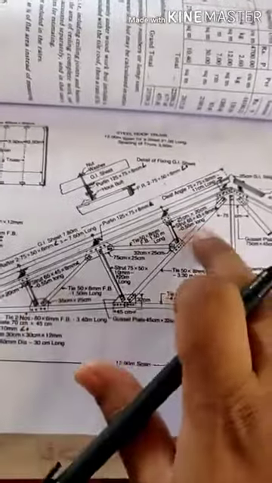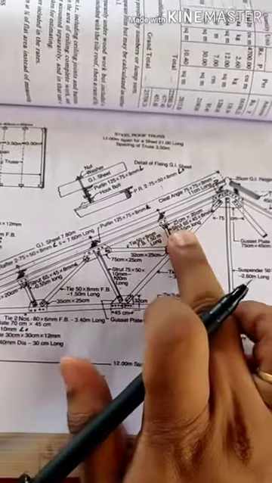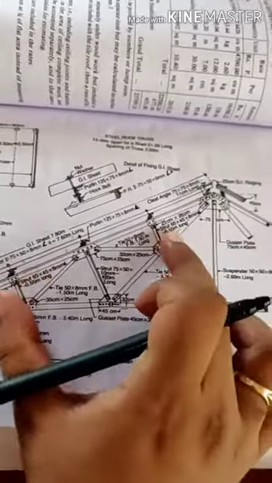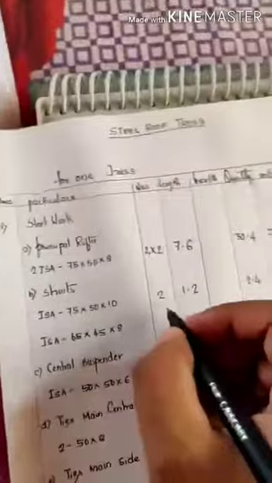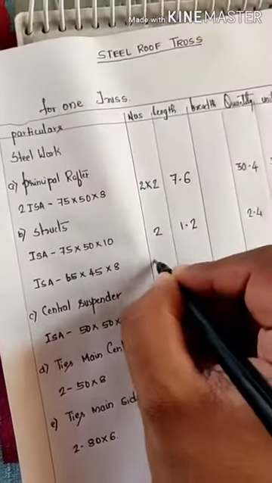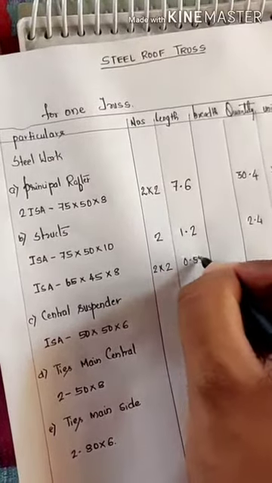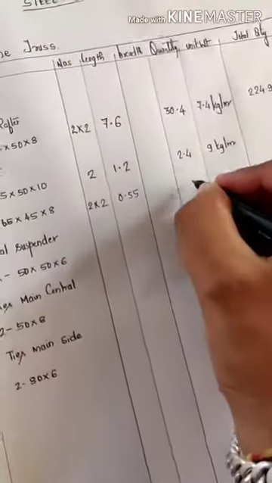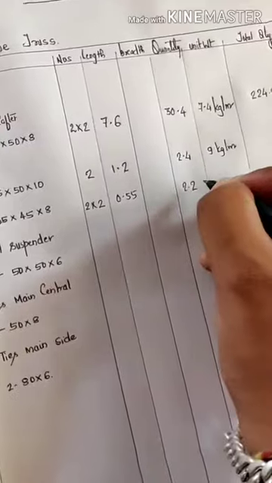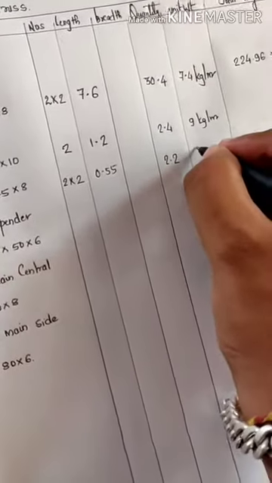So we have two such struts of same angle and same length. So 2 here and 2 on the other side. So how many total? 2 on one side, 2 on the other side. Total 4, and the length is 0.55 meter. So total quantity will be 2.2. So weight of this is 6.4.